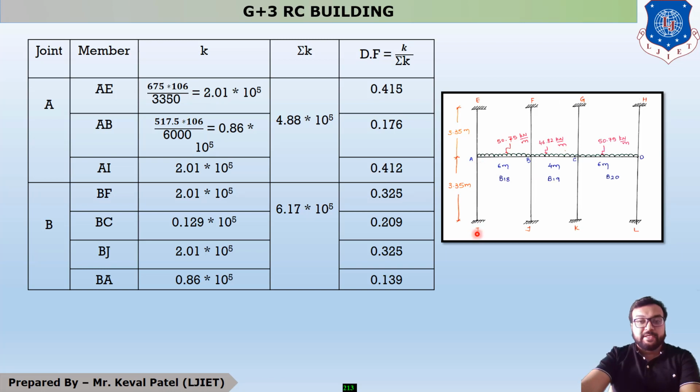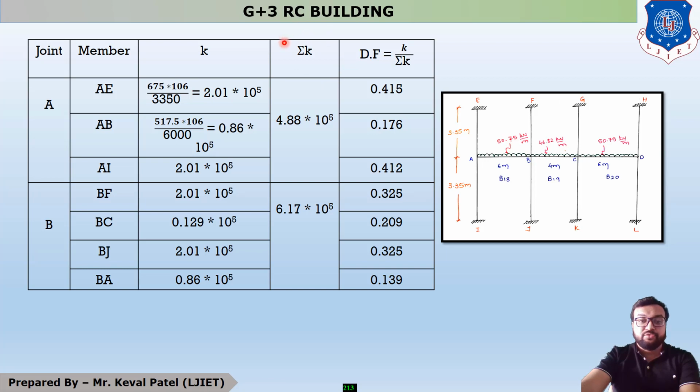Third member is AI. It means AI is the column. So your moment of inertia remains 675 into 10 raised to 6 divided by your length, which also remains the same. It means for all the columns, if your moment of inertia doesn't change and your length of all the columns also remains the same, then for all the columns you have to put your value 2.01 into 10 raised to 5. Okay, so this is the calculation of K.